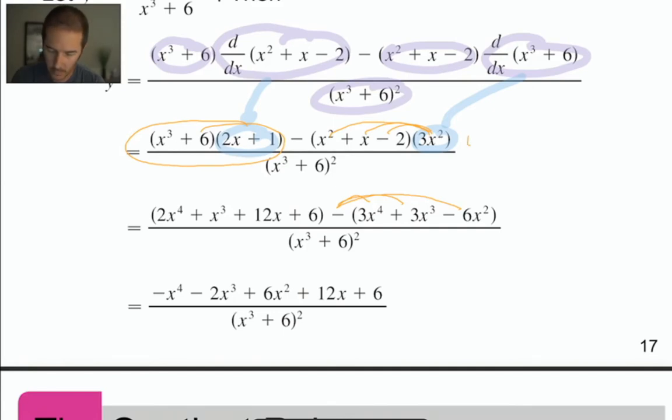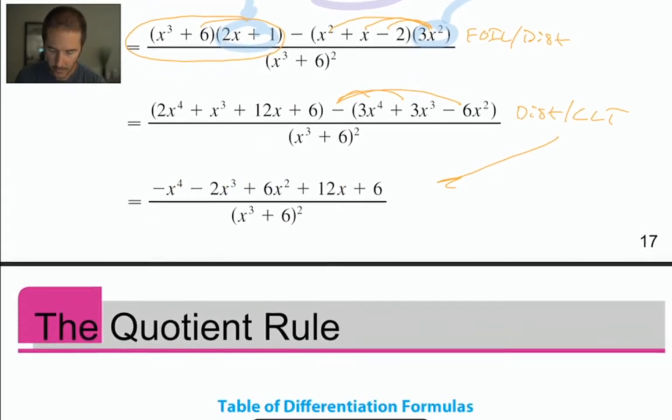So this was FOIL and distribute. Here we had to distribute from the right, and we combined like terms, and that's how we arrived at this last expression down here. We've got our 4th power, 3rd power, 2nd power, 1st power, constant value, all over the denominator squared.